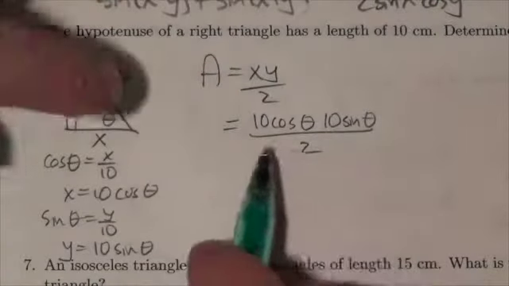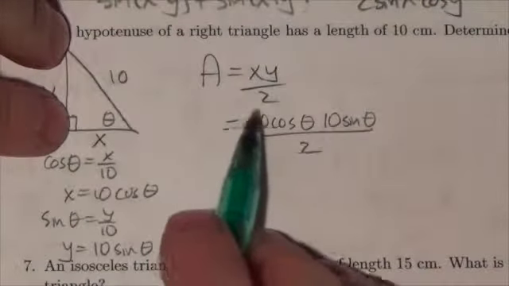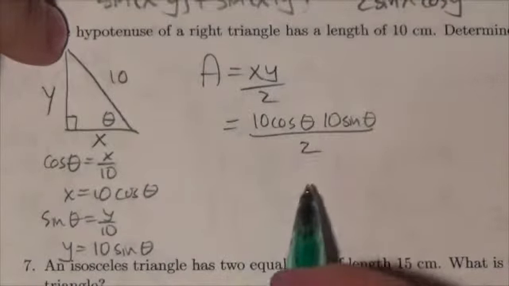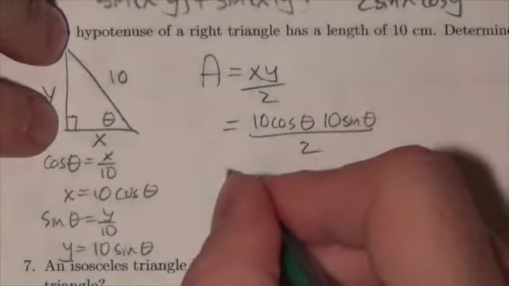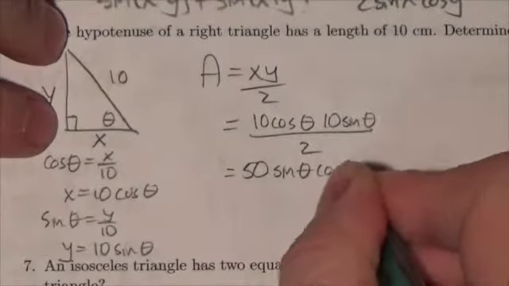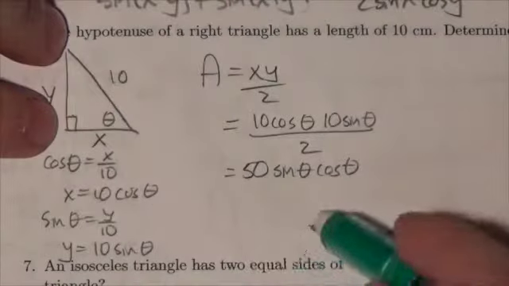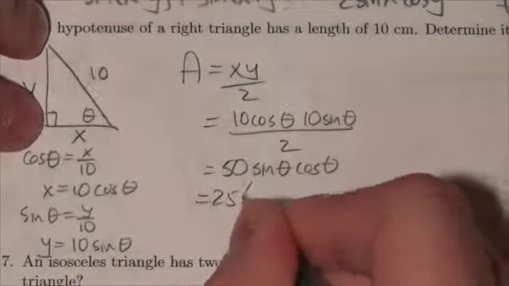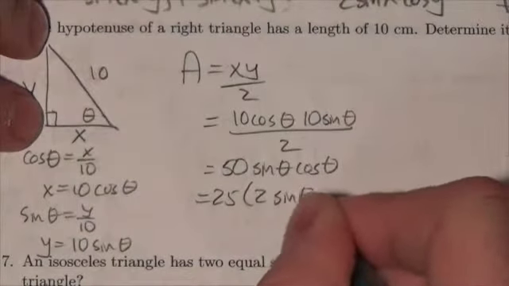Okay? Well, let's take a look at this expression. Let's just simplify some stuff here. This is going to be 10 times 10 is 100, divided by 2 is 50. So this is going to be 50 sine of theta cosine of theta. But remember that 50 is going to be 2 times 25. So 25 times 2 sine theta cos theta.